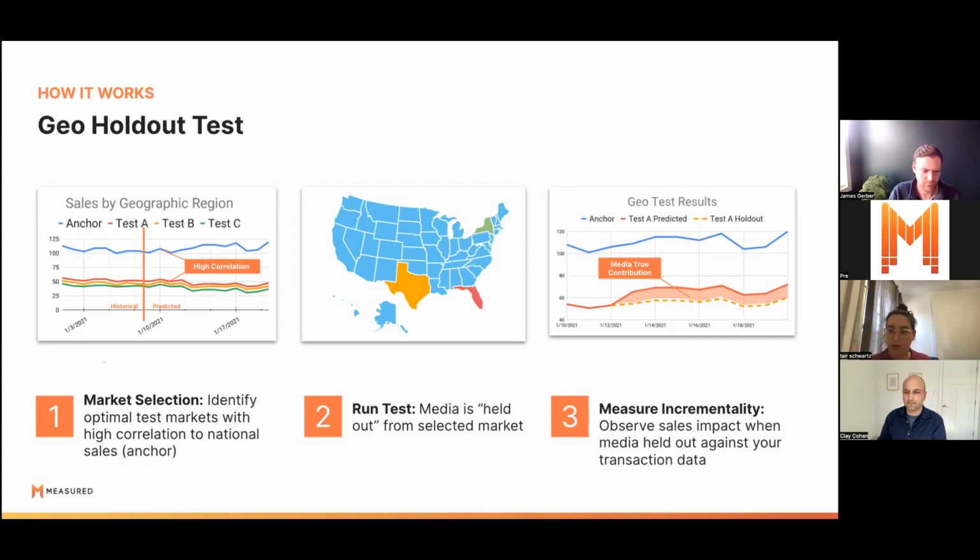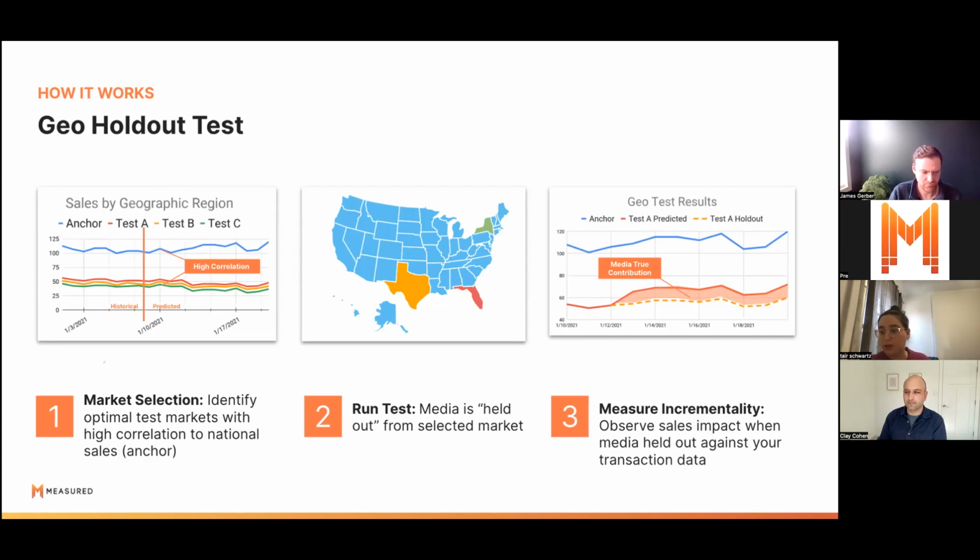You flight the test for 30 days, and then you go to the results, which are on the right-hand side. So you can see the blue line is the anchor states, which is similar to the national. And then the 2 lines beneath it are the observed and the predicted. So the observed is what's happened in the test markets. Because it's a holdout, we expect it to fluctuate downwards. We expect to lose conversions because we withheld spend.